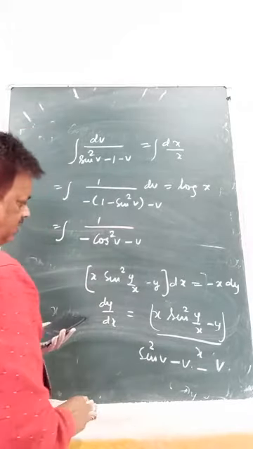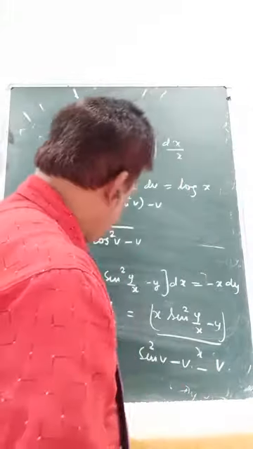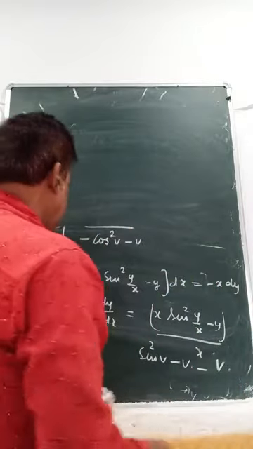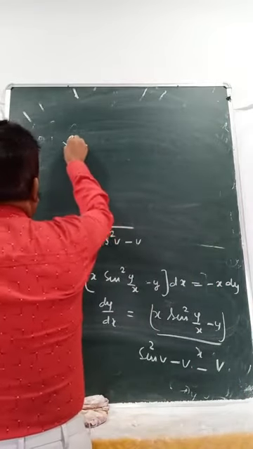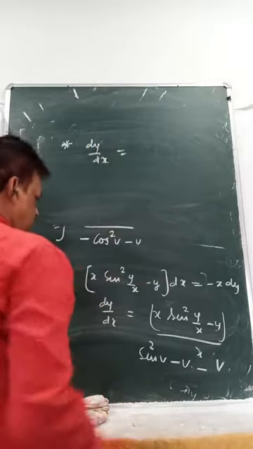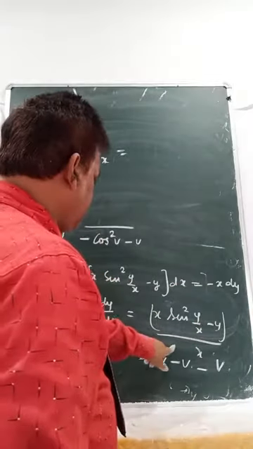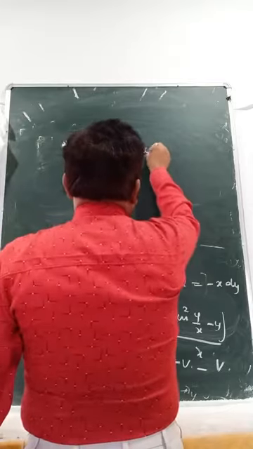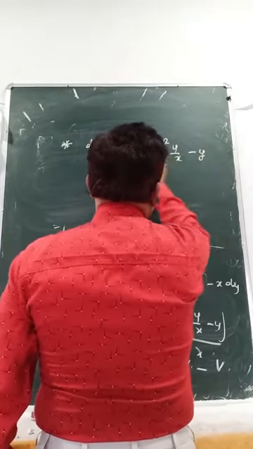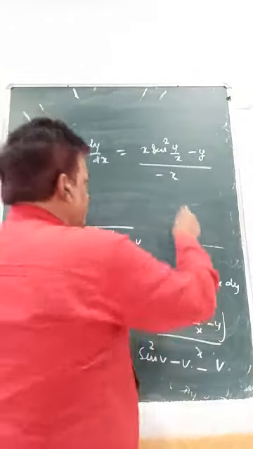Yeah, that is a mistake we have to rectify. Sorry, let me do it again. A little mistake we have done. Let's start from here. dy by dx is x sin square y by x minus y divided by minus x. There is a minus sign which we had forgotten. Because of that the problem came up.